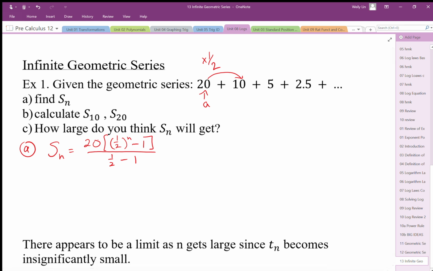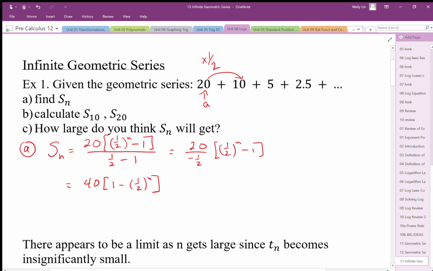Let's just simplify this a little bit. So this is going to be negative 20 divided by negative 1/2, which is negative 40. But this is also going to be negative. So instead of having my double negatives, I'm just going to make that a positive. So my Sn formula is going to look like this. It's going to be 40 times 1 minus 1/2 to the power n. Okay, so there it is.